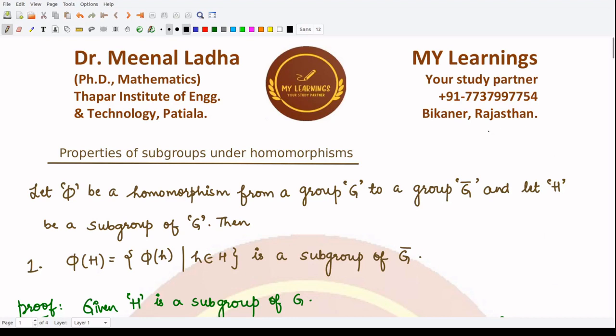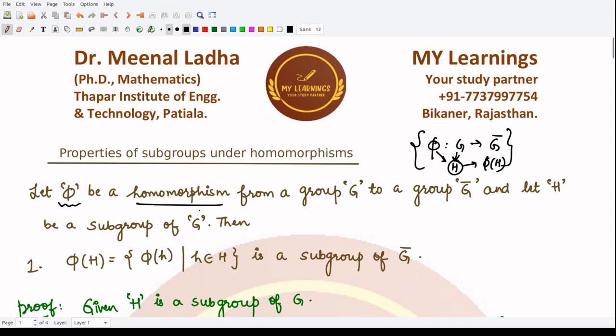In this video, we'll be learning about the properties of subgroups under homomorphism. In the previous video, we saw how elements behave under the mapping phi from some group G to some group G bar, if this mapping is a homomorphism. Now let's consider some subgroup H of this group. We will see what properties of this subgroup relate to its image in G bar. That is what I have written over here.